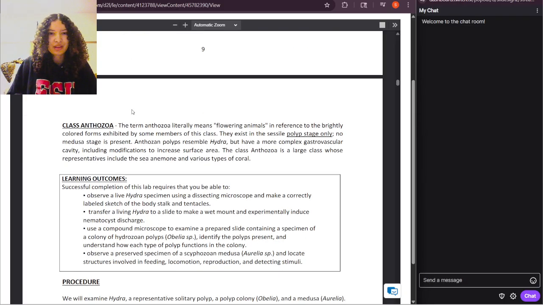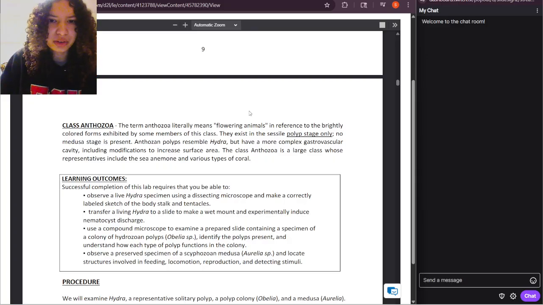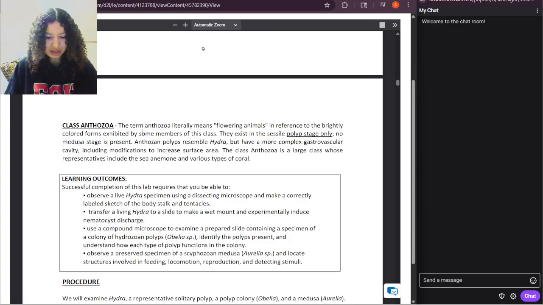Then we have Anthozoa. They're called flowering animals. Anthozoa literally means flowering animals in reference to the brightly colored forms. Okay. Brightly colored, usually. They exist in the polyp stage only. I'm gonna say that's sea anemones, probably.